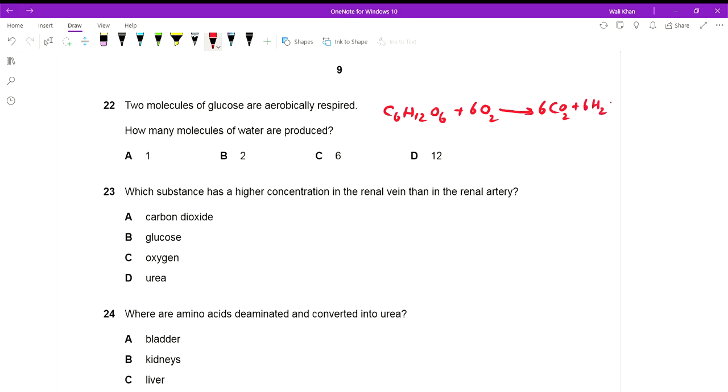Okay, so our question is two molecules of glucose are aerobically respired. How many molecules of water are produced? So one molecule of glucose aerobically respired produces 6 molecules of water. So two molecules of glucose, it makes 2 into 6, 12 molecules. It is option D. Which substance has a higher concentration in the renal vein than in the renal artery?